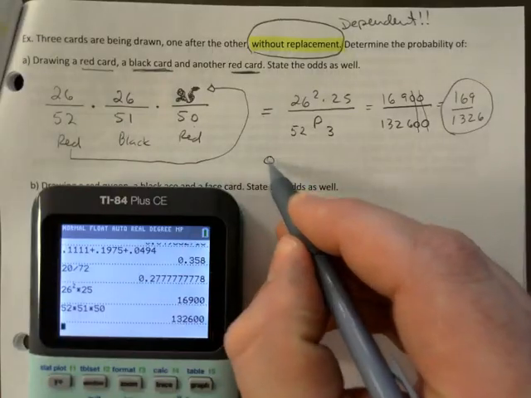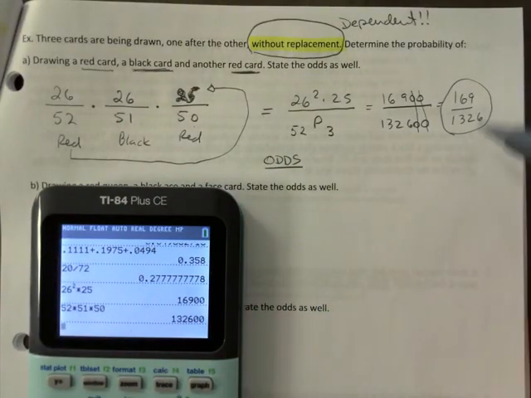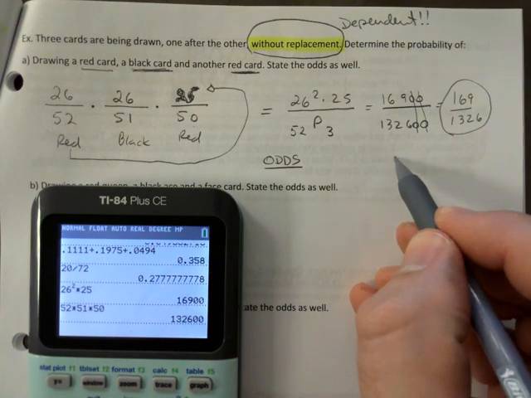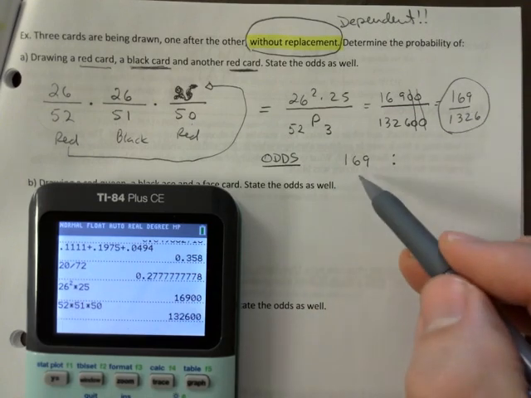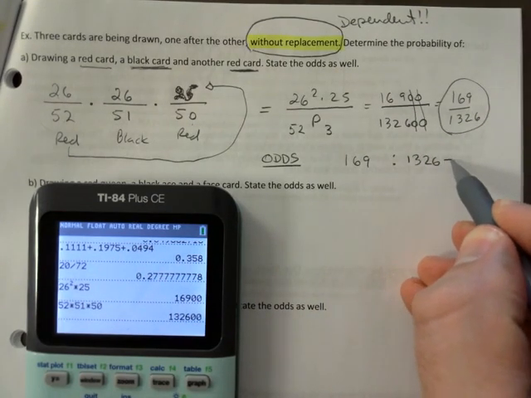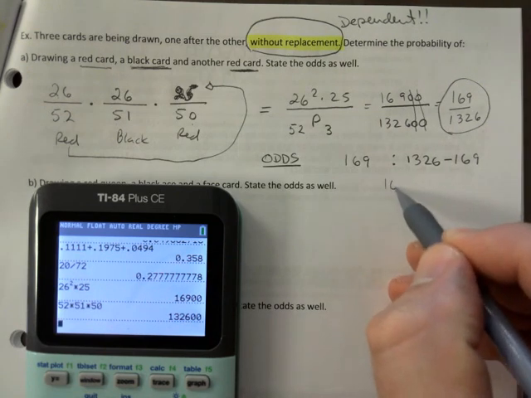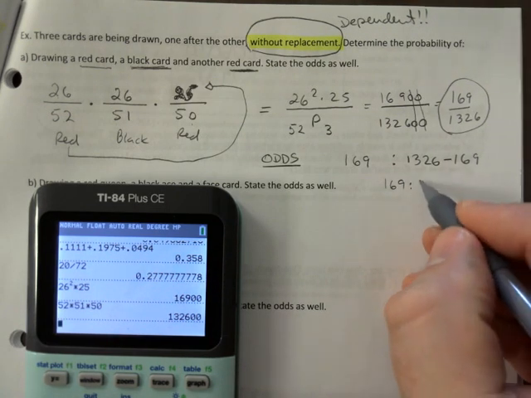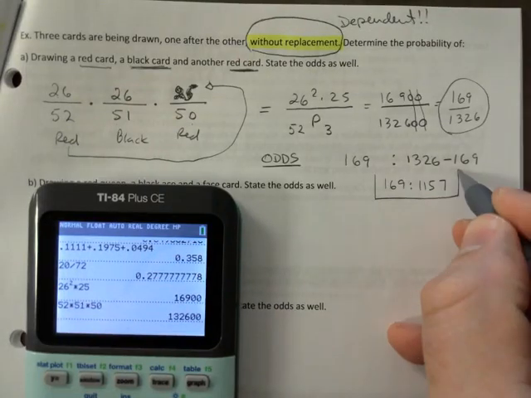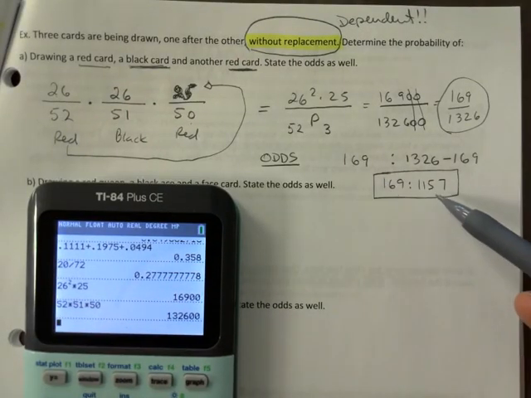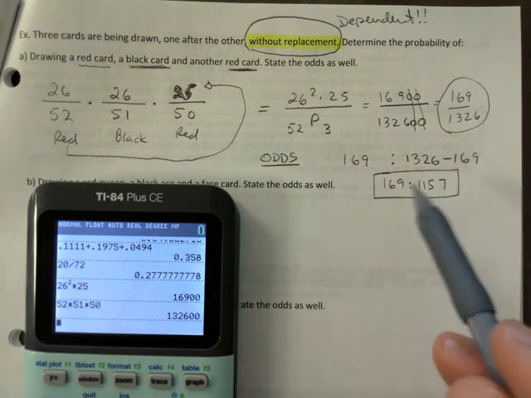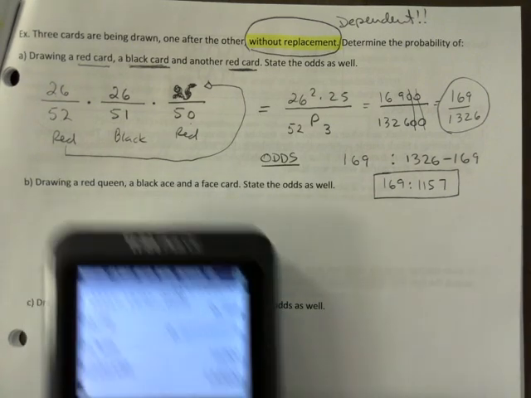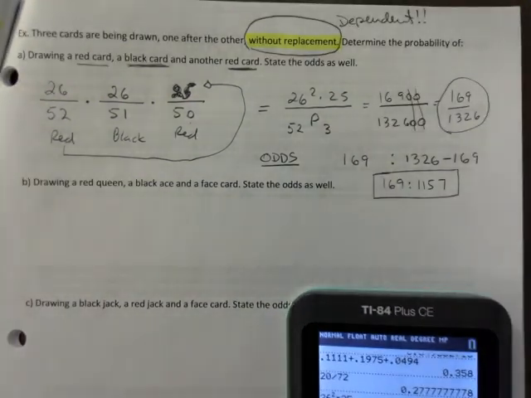Odds. When you have probability, odds are actually fairly straightforward. You would just go 169 here. The odds of that happening would be 169 to 1326 minus 169. And so that's 1157. And remember, these two should always add up to your total on your probability denominator. If these two don't add up to this, you're in trouble. Unless, of course, you simplified your odds, but if you simplify your fraction, you should still get that.